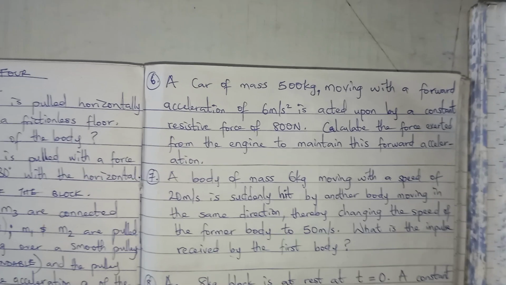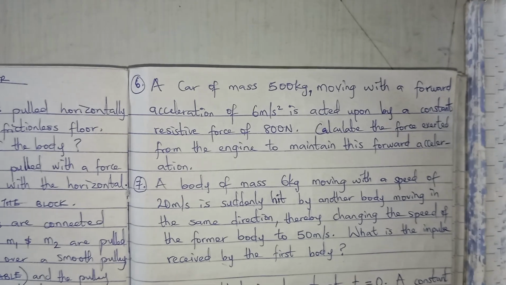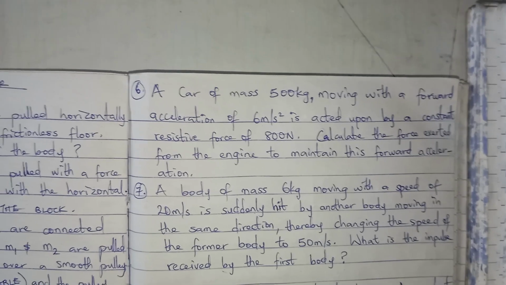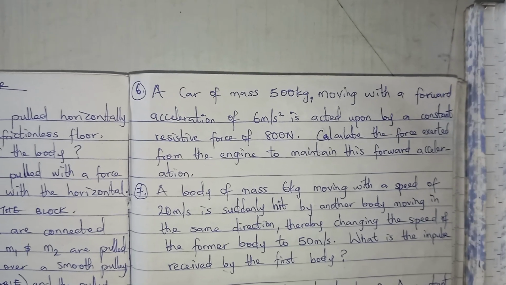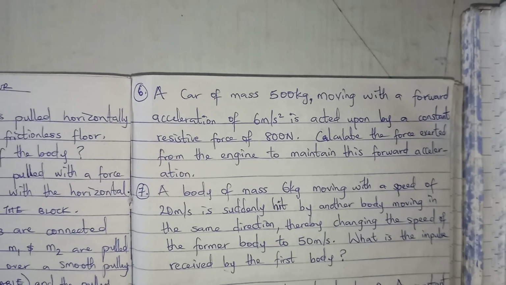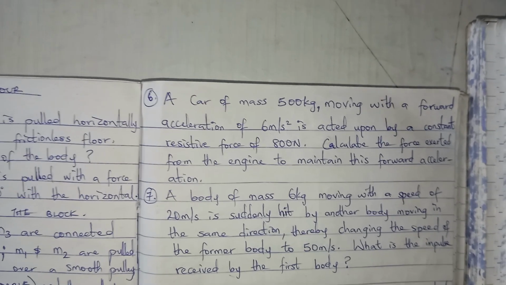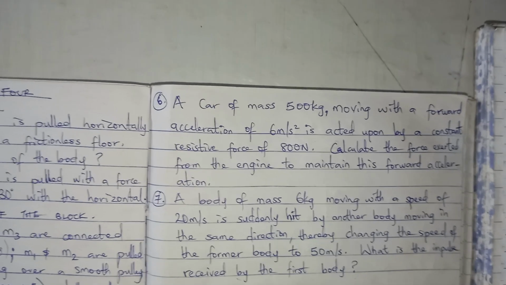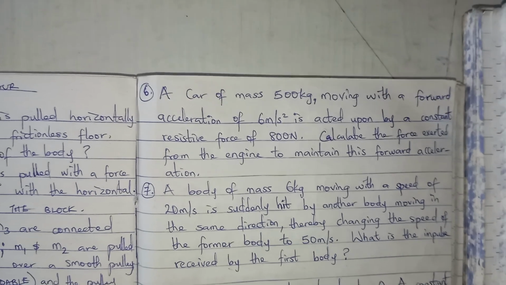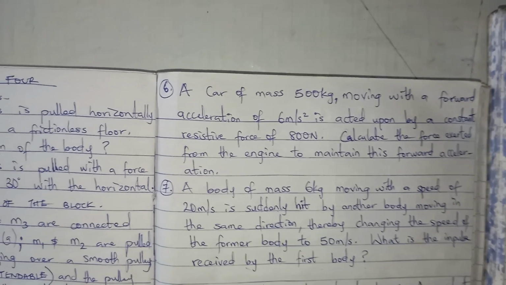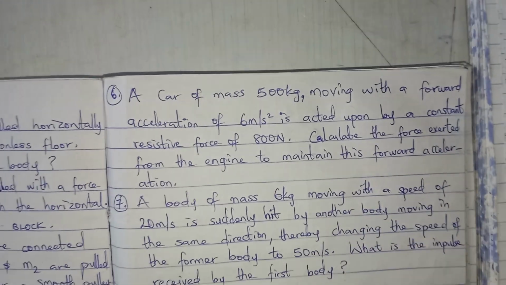Now they say calculate the force, which is always forward force. Or we say that force is any action that causes a body to accelerate or to move forward. But any action that causes a body to decelerate or to move in backward direction is called friction. Or you say it's the limiting action. So they say we should calculate the force, which we don't know. Calculate the force exerted from the engine to maintain this forward acceleration.